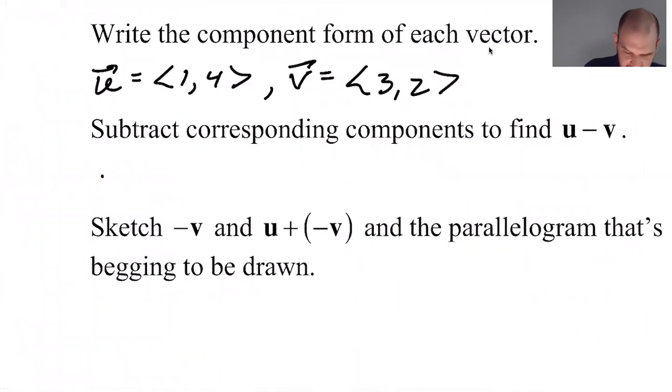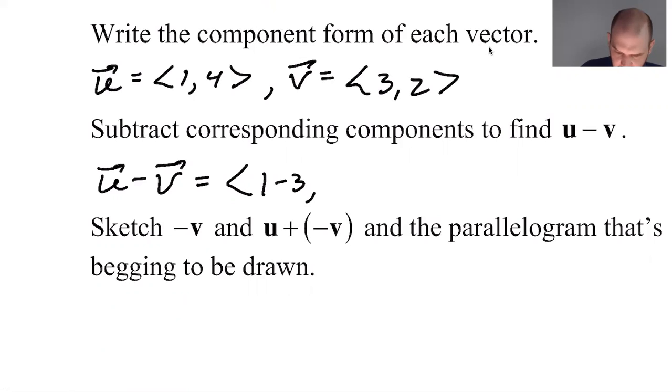So now I want to do u minus v. So this will be 1 minus 3, 4 minus 2.